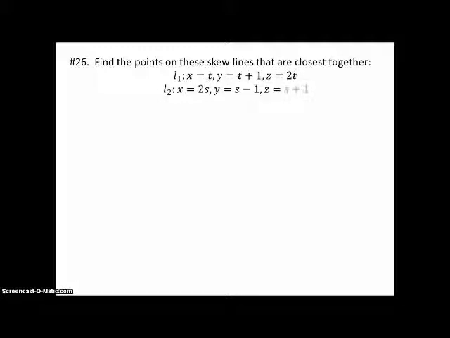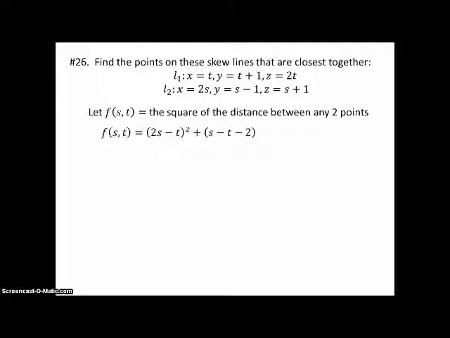Number 26. Find the points on these two skew lines that are closest together. And here's the parametric equations for the first line and parametric equations for the second line. So we're going to let our function be the square of the distance between any 2 points on these two lines instead of the actual distance with the square root, because that makes the computations more difficult. So we'll use the square of the distances. And so we subtract the x values and square them, subtract the y values and square them, and subtract the z values and square that quantity.